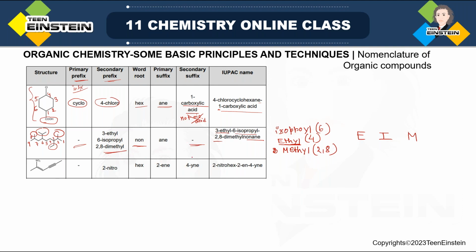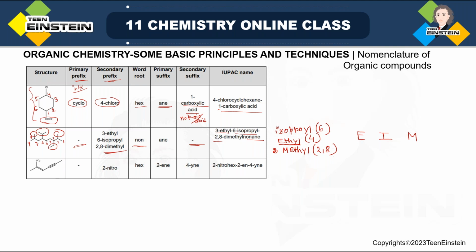There is no functional group, and this is the final name. Come to the third molecule. Here we have a double bond and a triple bond, both in the same molecule. If you are moving from the left-hand side, the double bond starts at position 2. If you are moving from the right-hand side, the triple bond gets position 2. So they are basically at equivalent positions.